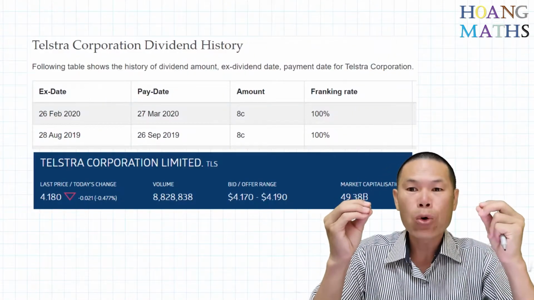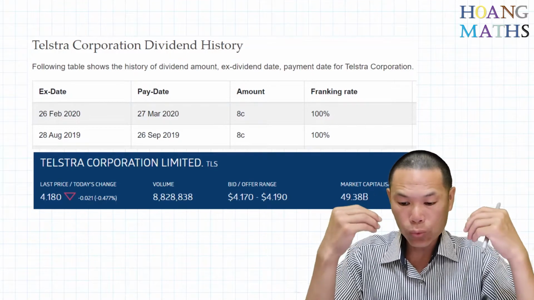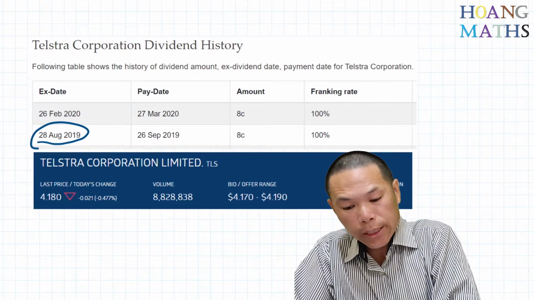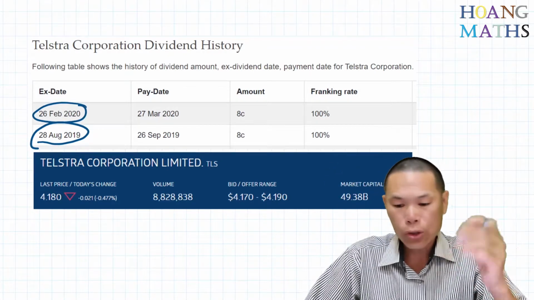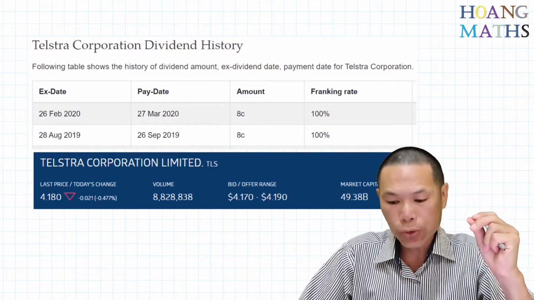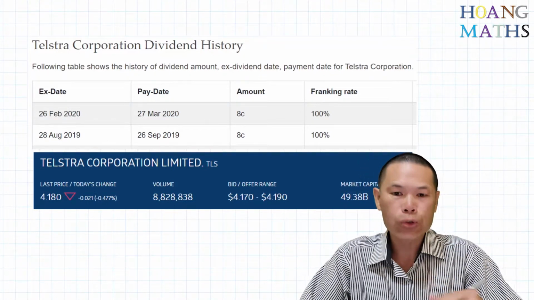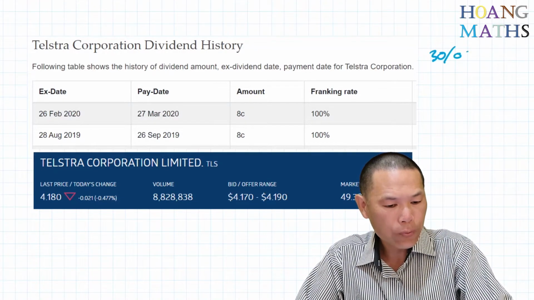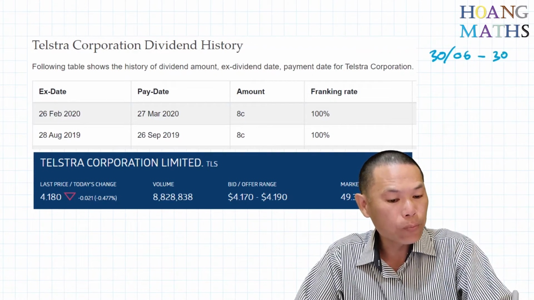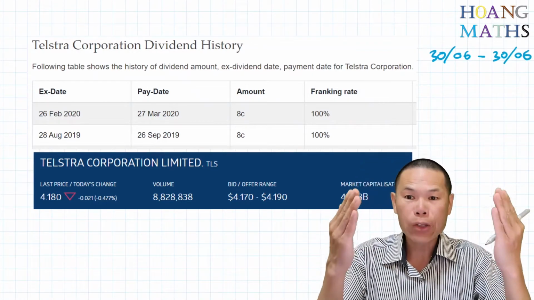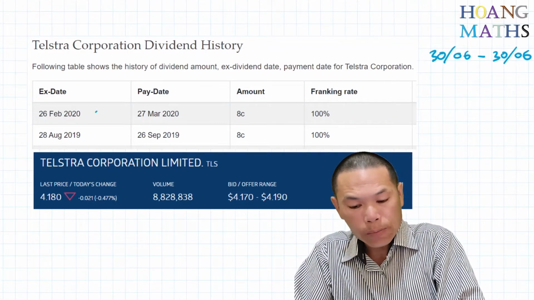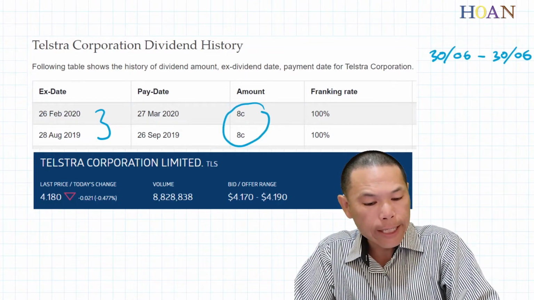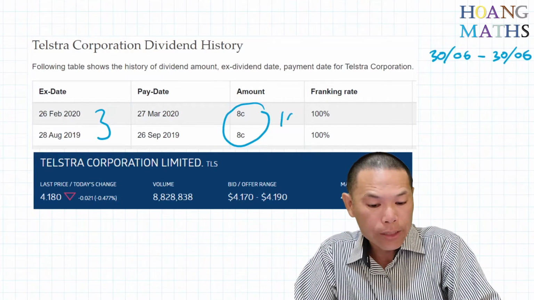This is the dividend record for Telstra. You can see 28th of August 2019 and 26th of February 2020. This means it is the financial year for 2020. Just in case you're not sure, the financial year always starts from 30th June to the following year's 30th June. So this is the financial year. You can see that last year, which is 2020, the payout is 8 cents and 8 cents, so altogether that is 16 cents.